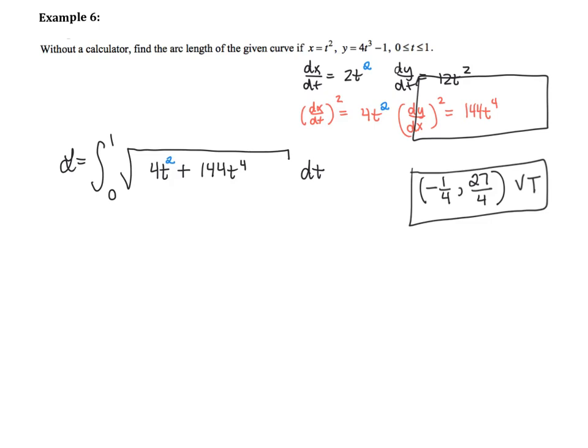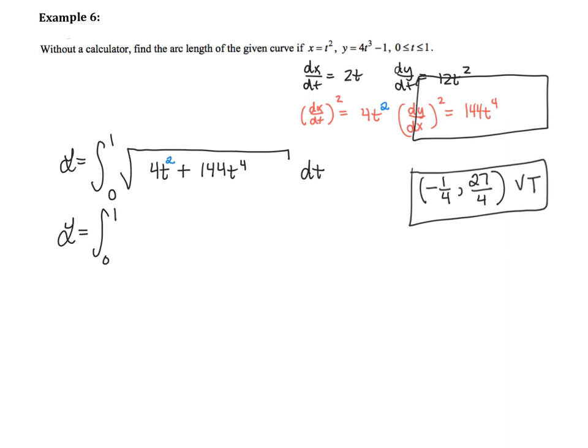So we have dx/dt is just 2t. dx/dt squared is 4t squared. So let's make sure we add that in. All right, now I'm ready to move forward. Maybe I'm the one who needs to take a break.